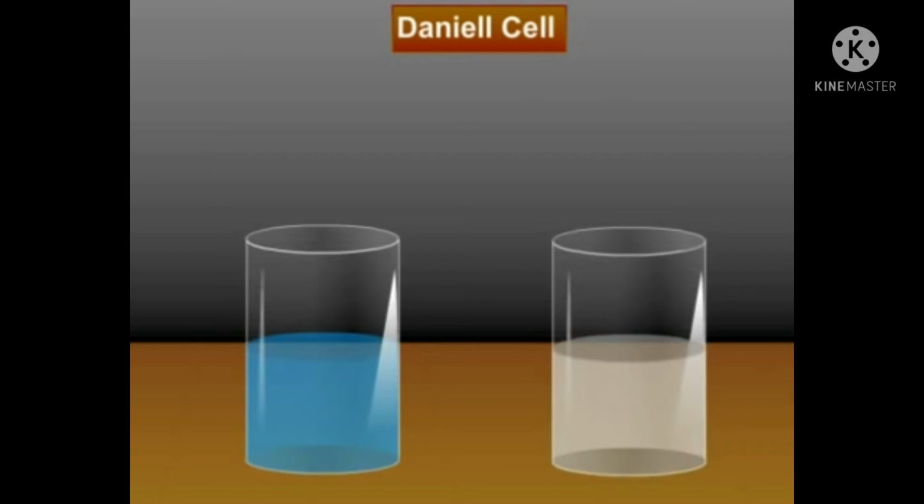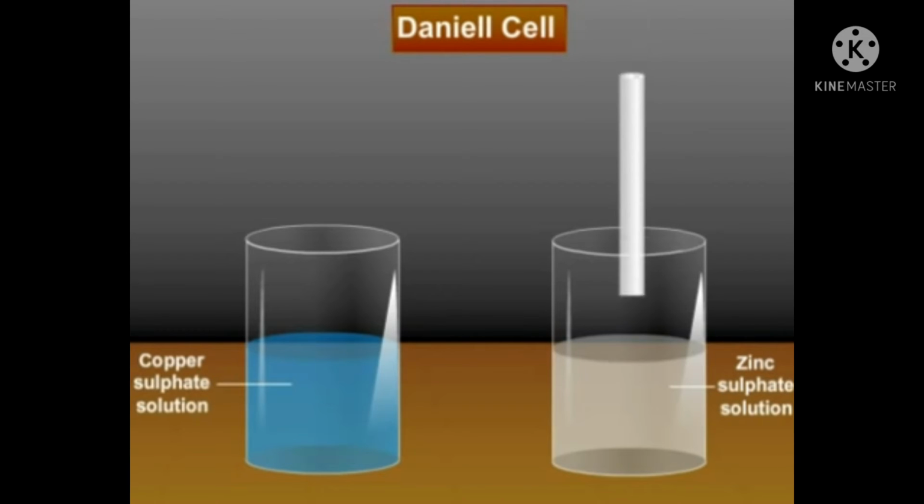Here is a setup for Daniel's cell. It contains two containers. One has a copper sulfate solution and the other has zinc sulfate solution. Let's now take a zinc rod and dip it in zinc sulfate solution. And let's dip a copper rod in copper sulfate solution.